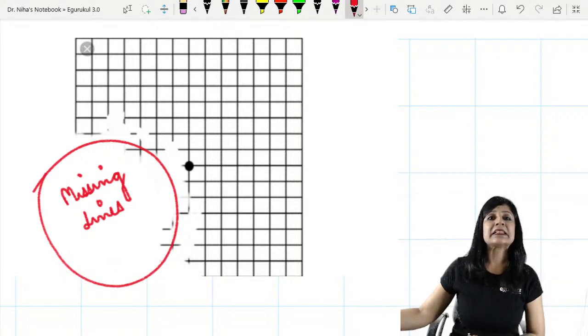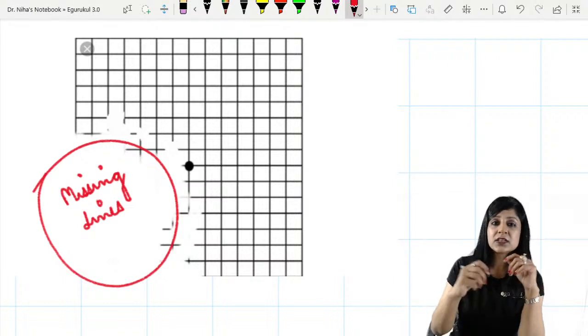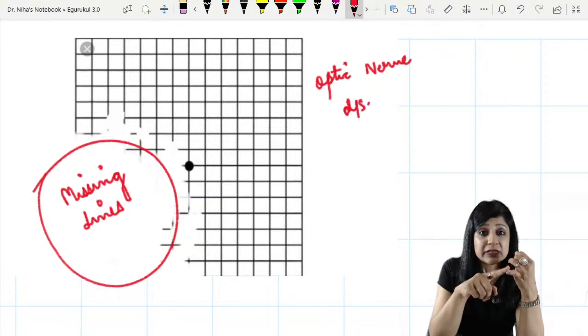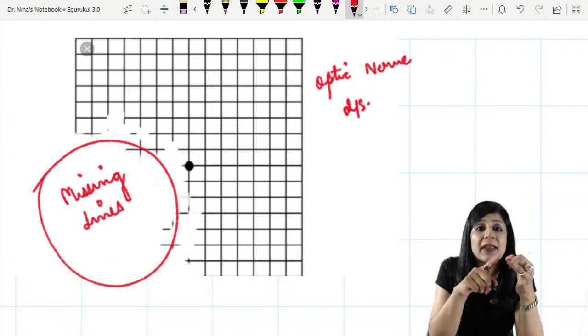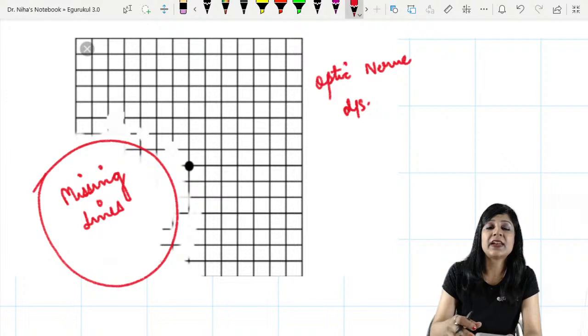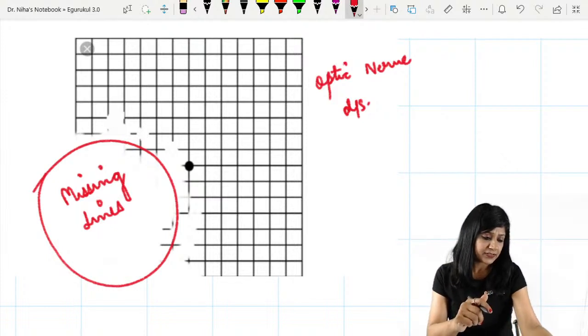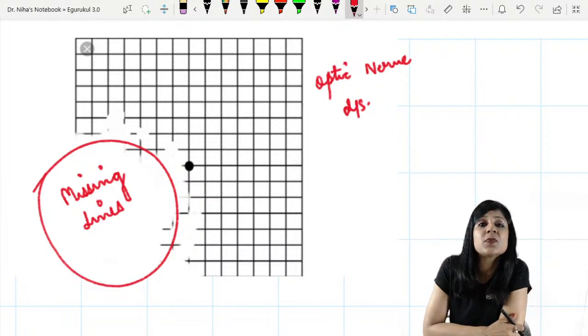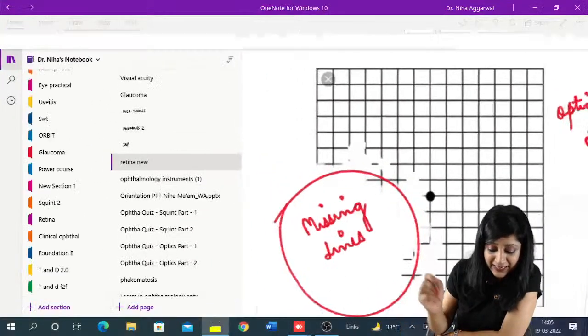Whenever you are getting missing lines, that means it is actually the optic nerve disease. So what is an Amsler grid test? Where do you get bent and wavy lines? Where do you get missing lines? These are the important questions related to the Amsler grid test. I hope you have understood. Yes, it is the optic nerve disease whenever you get the missing lines. So this was your second case scenario.